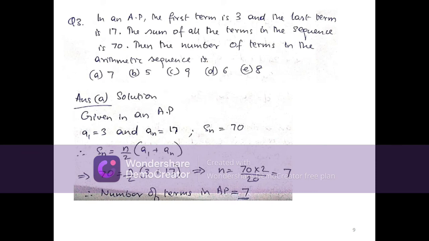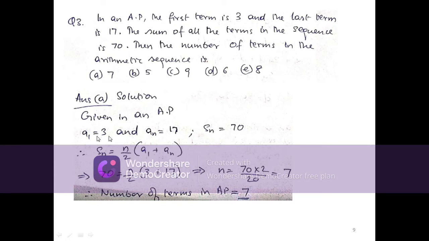So the answer is option A, that is 7. How did you get this 7? According to the question, the first term is 3, so A1 equal to 3. The last term is 17, so we'll call the last term AN equal to 17. The sum of all terms in the sequence is 70.